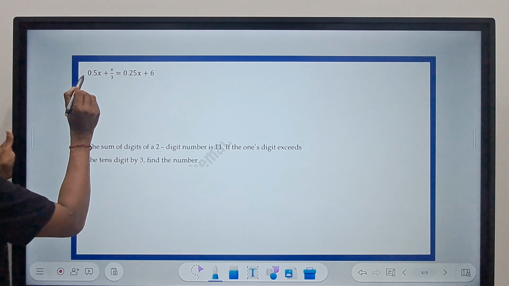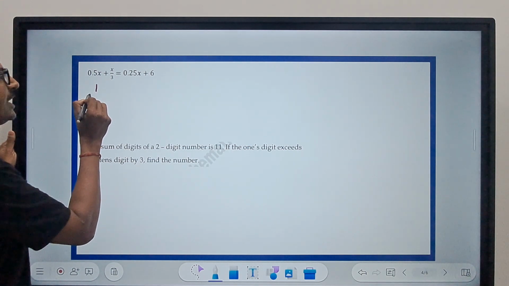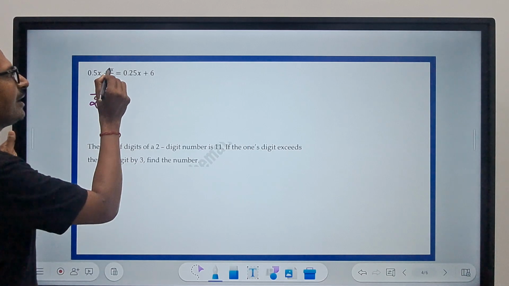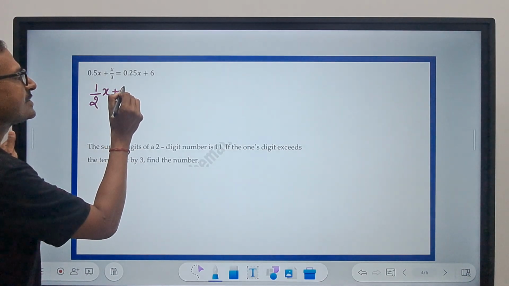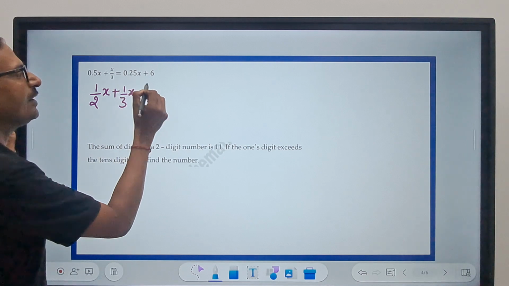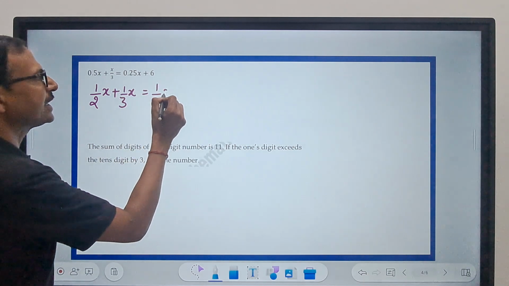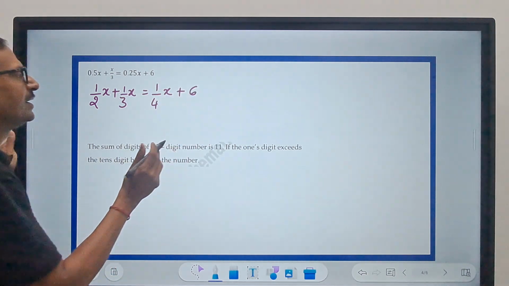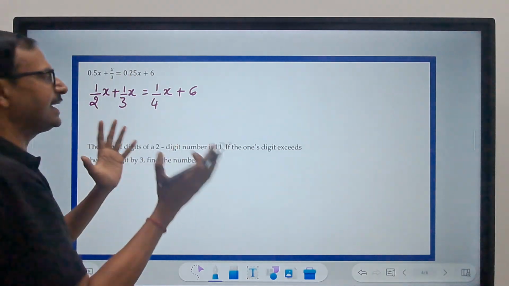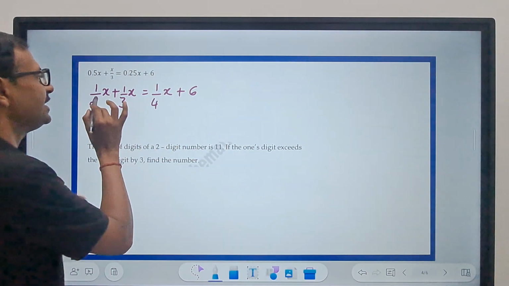Here I have, see, this is 0.5x, so this is pretty easy for me. 0.5 is half x, and then we have this x upon 3 or 1/3 x, you can write it anyway, and then this 0.25 is 1/4, so 1/4 x and plus 6. See, I have so many terms here containing x, so I can group them on one side directly, or I prefer to add these two first.